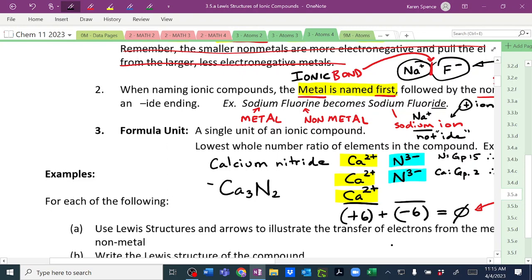So the formula unit would look something like this. Ca2+, N3−, Ca2+, N3−, Ca2+, and that would be a formula unit.